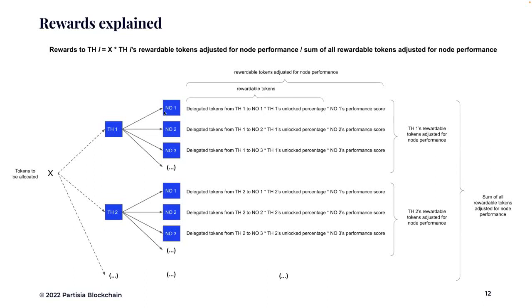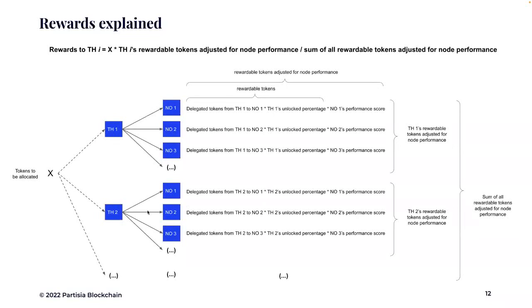So that's why this becomes a little bit complicated, I guess, because you have to look at all of the node operators for all of the token holders. So you can see it's really a big matrix that is being unfolded here. But anyway, here you can take the sum of all of the tokens delegated to the nodes by token holder 1, adjusted for the unlocked tokens, adjusted for the different nodes' performance. And then you have the rewardable tokens adjusted for node performance for token holder 1 in this case.